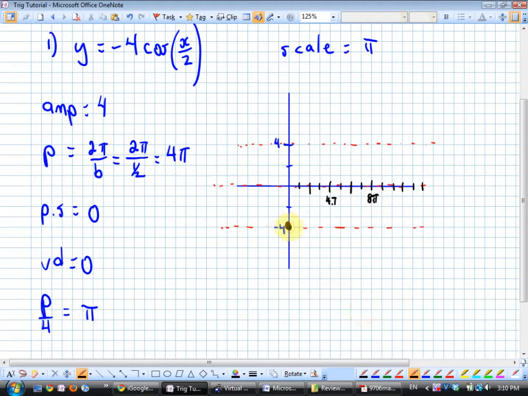Where's the next one going to be? Middle, then top, then middle, then bottom, then middle. In other words, it's going to go boom, boom, boom, boom, boom, boom. I just need to find how far apart the dots are. That's why I divided the period by four.